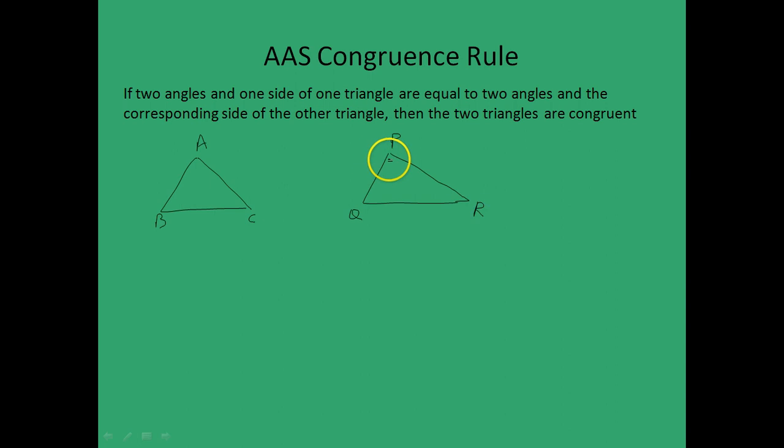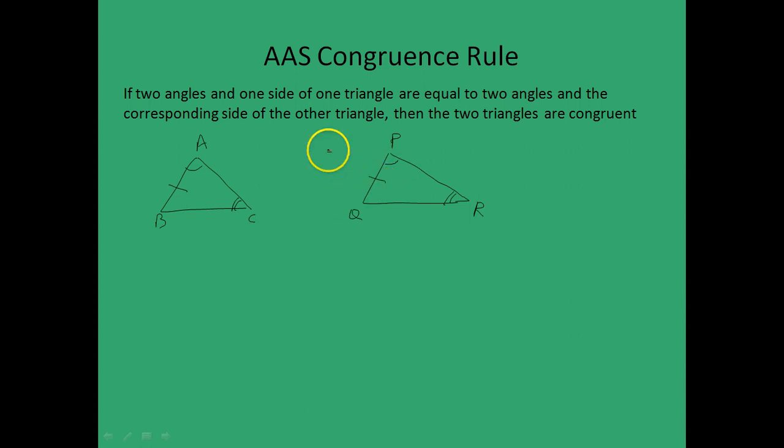PQR. You have angle P equal to angle A, and angle C equal to angle R. And you have a corresponding side which is equal. Now, if AC were equal to PR, then this would not be AAS but the ASA congruence rule, which we've already proved before. So therefore, we'll consider some other side. Let's say AB and the corresponding side PQ to be equal.